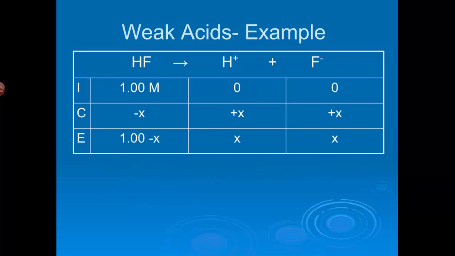Here's my ice table. HF going to H+ and F-. My initial concentration of HF is 1 molar. I have no H+ and F- initially.